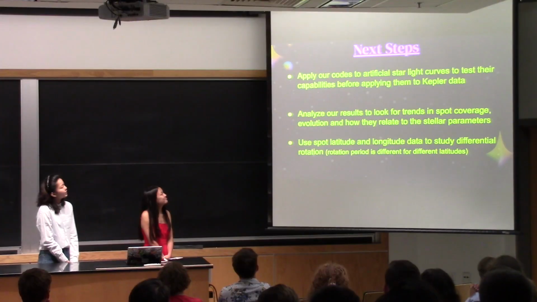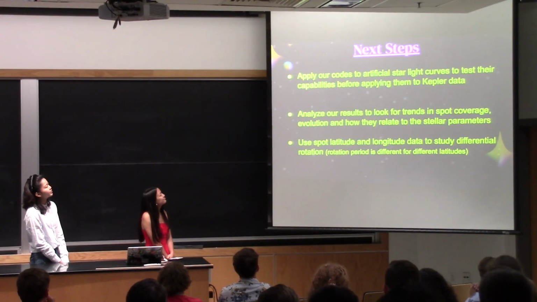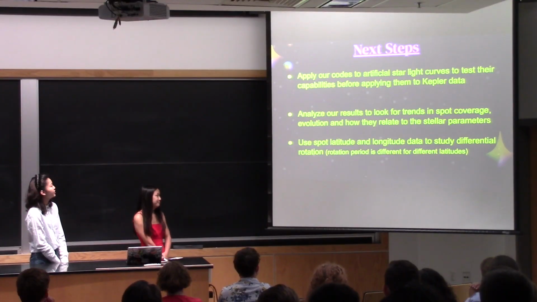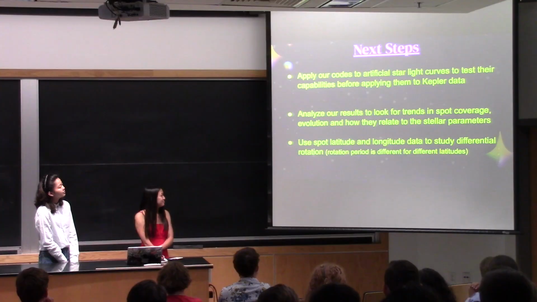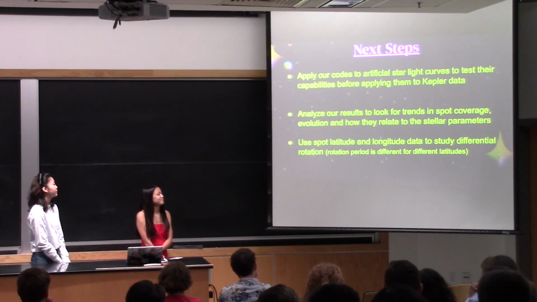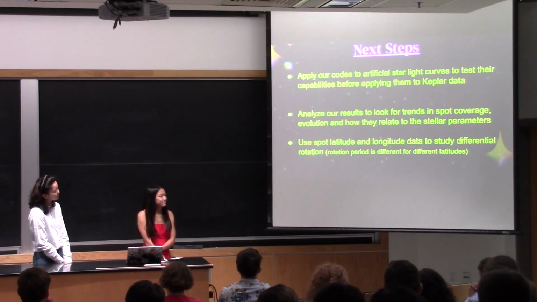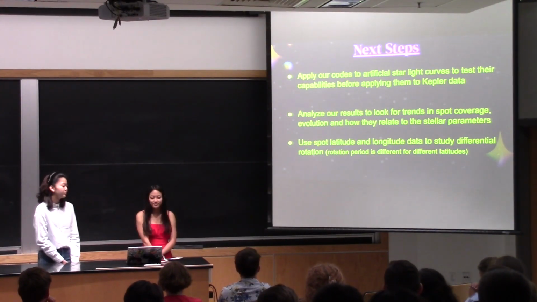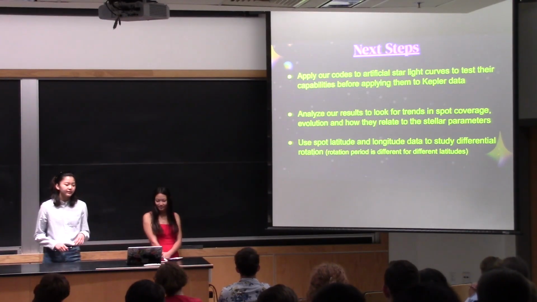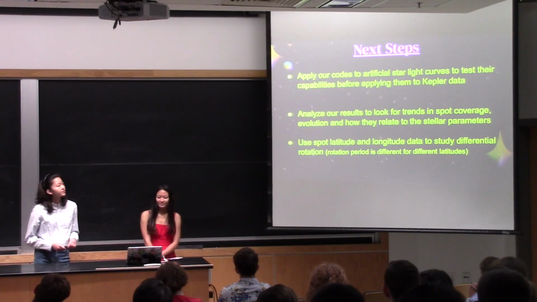For our future steps, we will apply our code to artificial starlight curves to test its capability before applying it to Kepler data. We will analyze our results to look for trends in spot coverage and evolution, and how they relate to the standard parameters. We will also use spot latitude and longitude data to study differential rotation, which means the rotation period is different at different latitudes. This is thought to play an important role in magnetic field generation in stars.